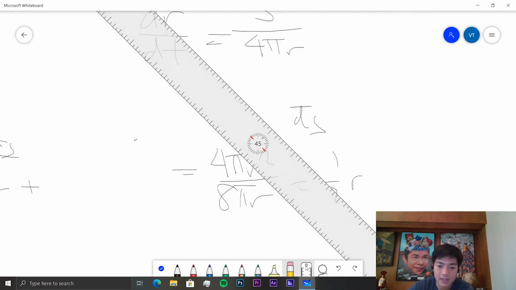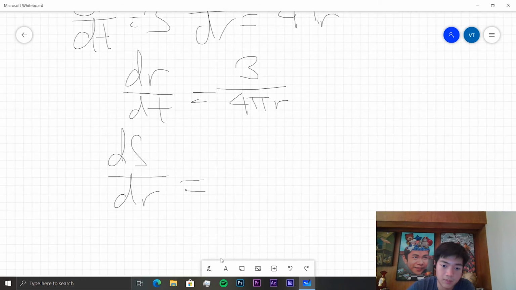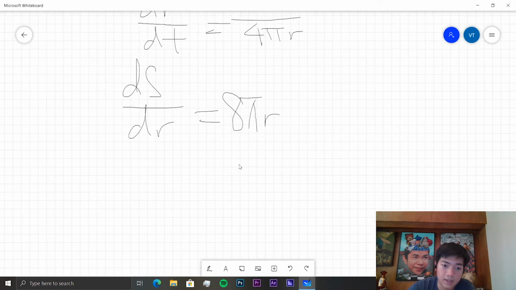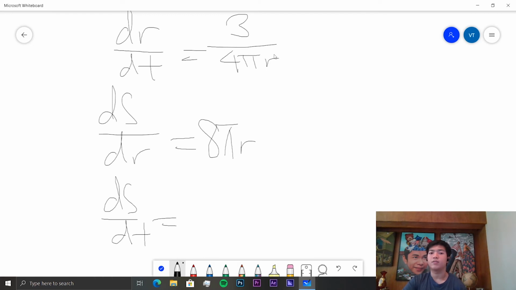Now we need to find dS over dt. And dS over dt, for 4 pi r squared, so dS over dr is equal to 8 pi r. And so dS over dt, times dr over dt, so this should be 2 times 3 divided by r.